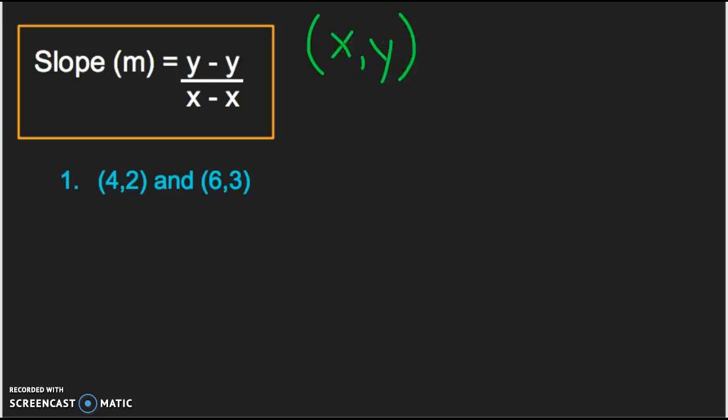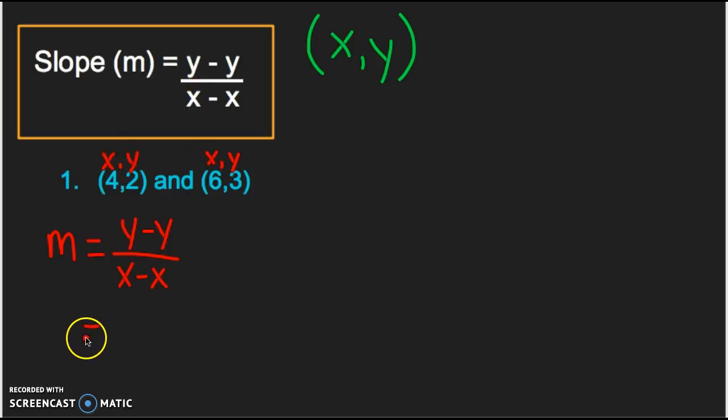Think alphabetically. So in example 1 right here, we have the points (4, 2) and (6, 3). So in this first point, 4 is your x value, 2 is your y value. In this second ordered pair, 6 is your x value, and 3 is your y value. So I'm just going to use this formula right here to find slope. I need to do change in y's over change in x's. You're just going to subtract them.